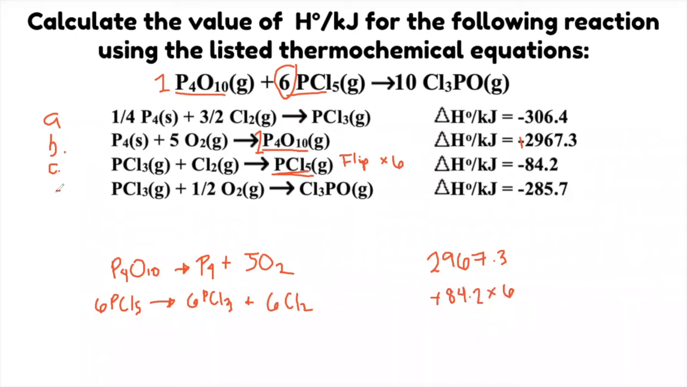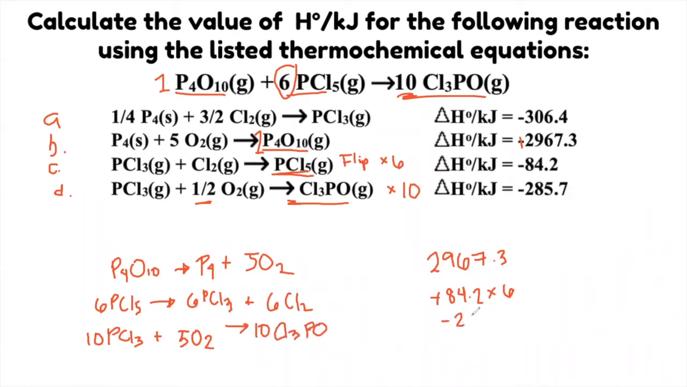Okay, let's go to the last equation. I can get here Cl3PO. So it's on the product side. This is on the product side. But this is 10 and this is 1. So I have to multiply everything by 10. So I'll get 10 PCl3 plus 1/2 times 10 is 5, yielding 10 Cl3PO. So this is negative 285.7 times 10.